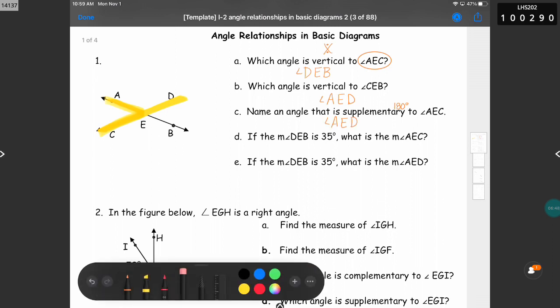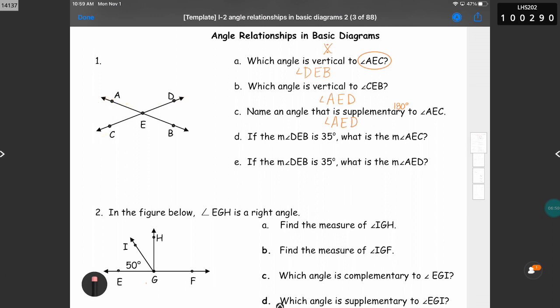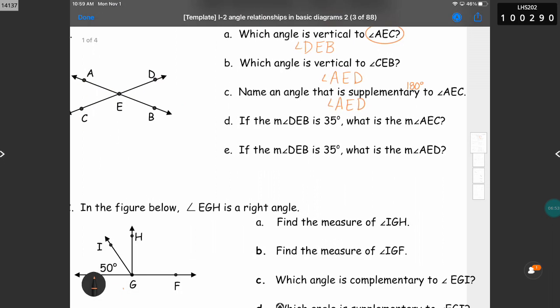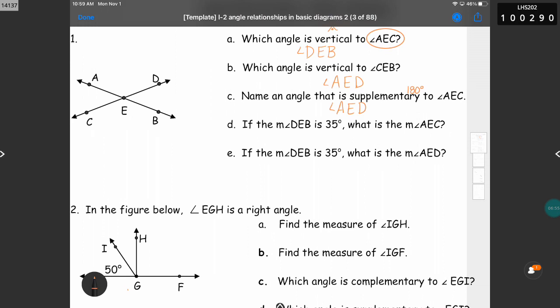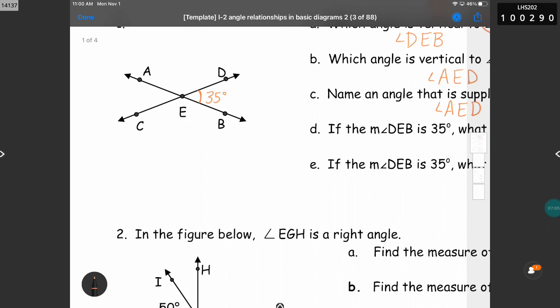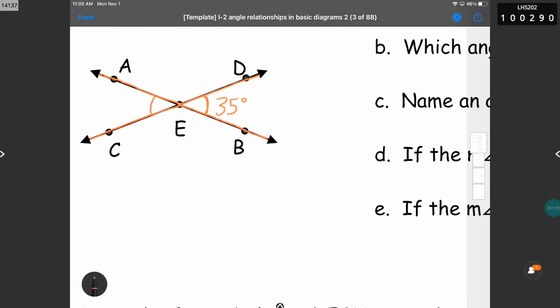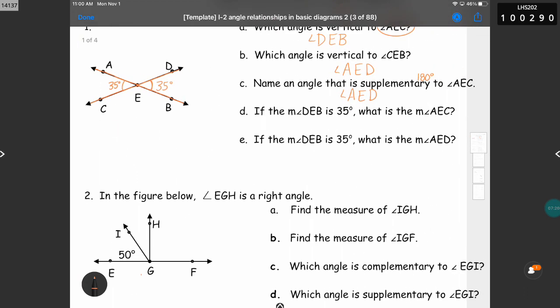All right, let's see what they say now. They tell me that the measure of DEB, which is right here, is 35 degrees. What is AEC? If DEB is 35, then AEC has to be the same. So this is also going to be 35 degrees, because those angles are vertical, which means they have the same angle measure.